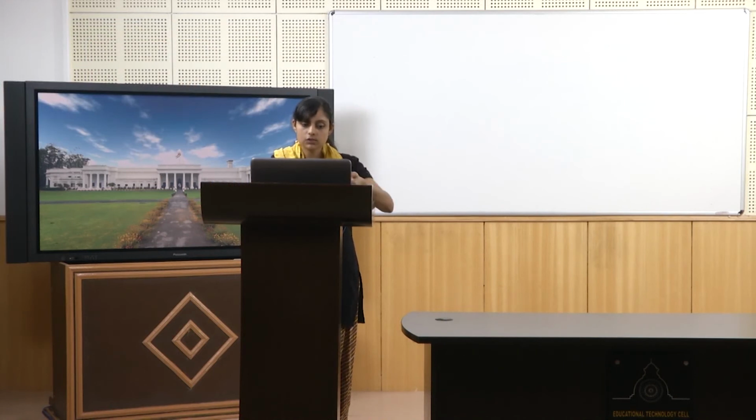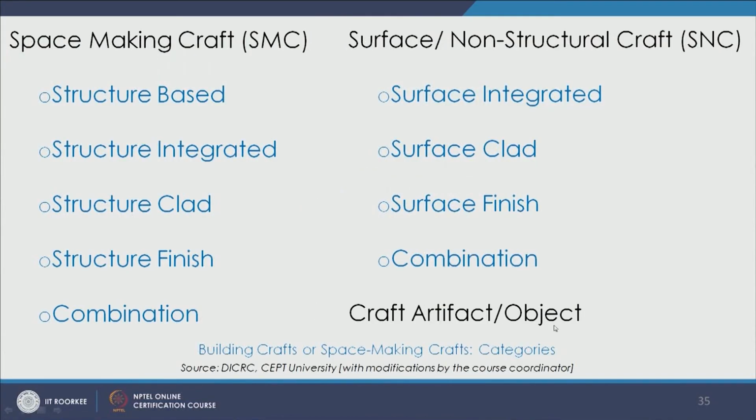We saw the categorization. So what are the major categorizations, and we also see that we can see craft as just artifacts and objects other than the structural and the surface domain. So this is what we tried to summarize.